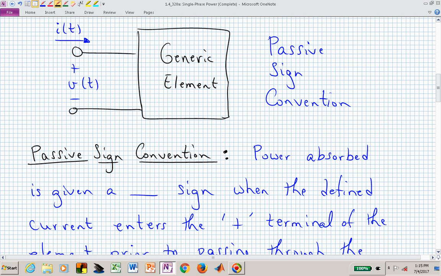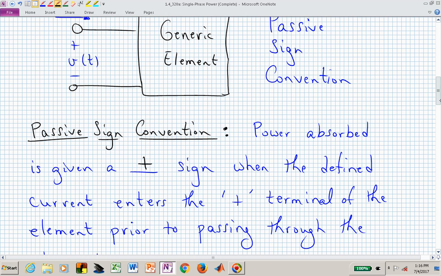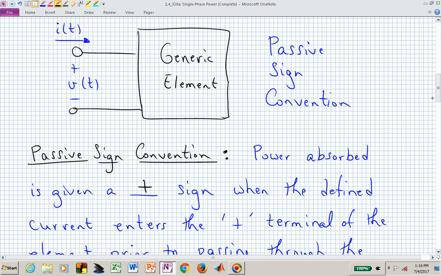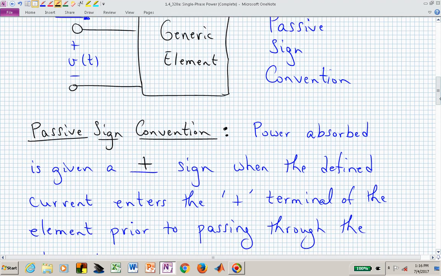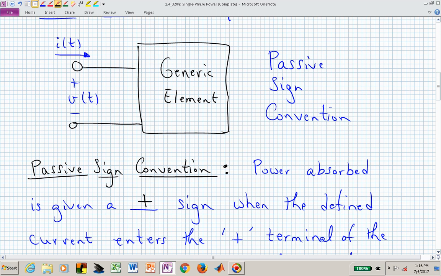But we will define, using the passive sign convention, the power absorbed is given by a positive sign when the defined current enters the positive terminal. And here you can see that I of t is going into the positive voltage terminal of this generic element prior to the current flowing through or continuing on through that generic element. Meaning the current is touching the positive polarity.